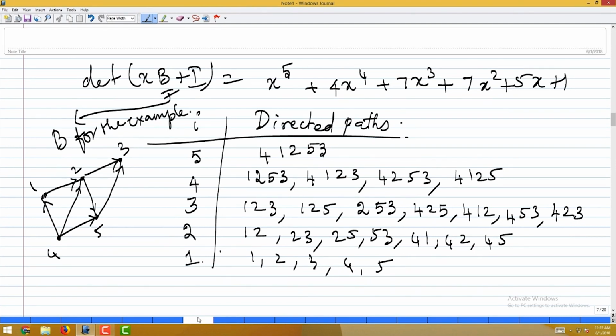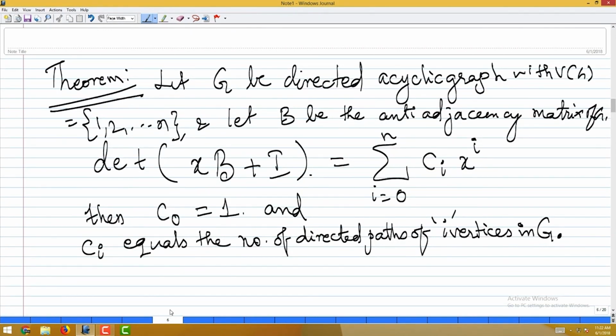That is what we are talking about here: Ci equals the number of directed paths on i vertices in G. That means C5 times x to the power 5. In this case it is a directed acyclic graph, good, but this result will not hold in general, because here we rely totally on the determinant being equal to 1 or 0, since this structure is very special. Your lower triangular matrix is all ones, so the determinant is either 1 or 0.